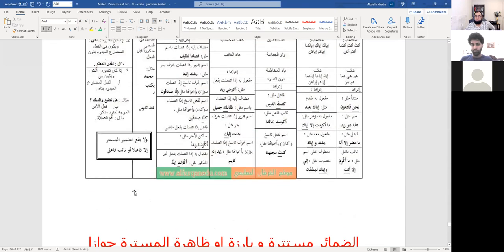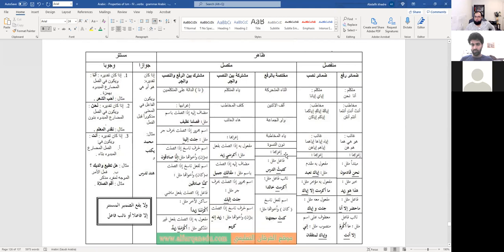Now the position of all of them: when they are connected with the fa'il, they will be the fa'il, or na'ib fa'il, because they are in the position of rafa'. What is marfu', the fa'il or na'ib fa'il? So when they connect to the verb, they must be fa'il or na'ib fa'il. When they connect to كان, they come in the sentence of كان, they'll be the اسم of كان. And the اسم of كان is also مرفوع.